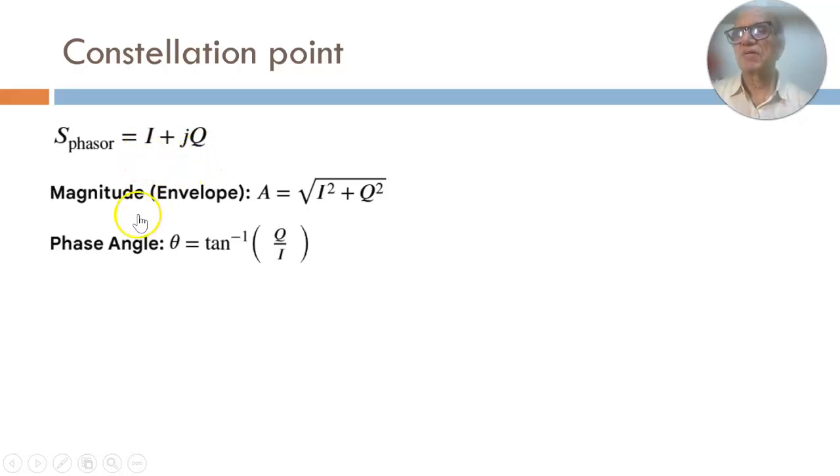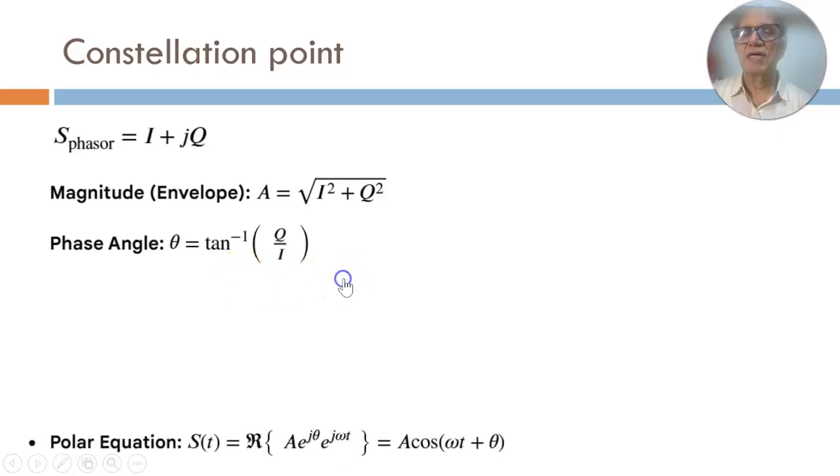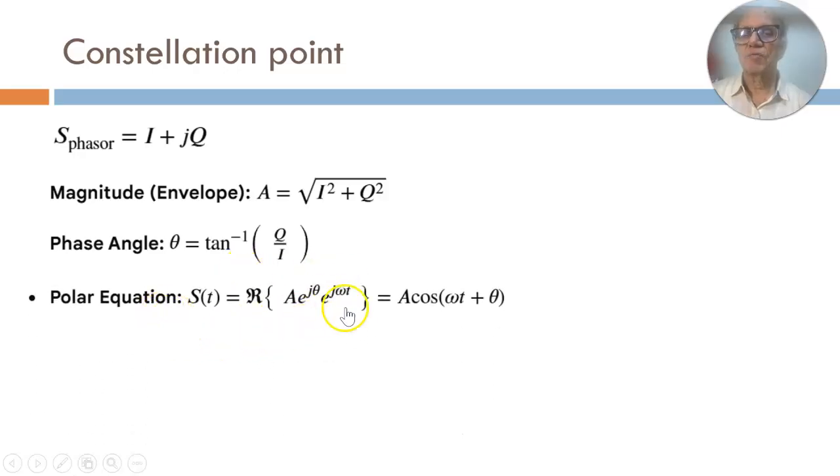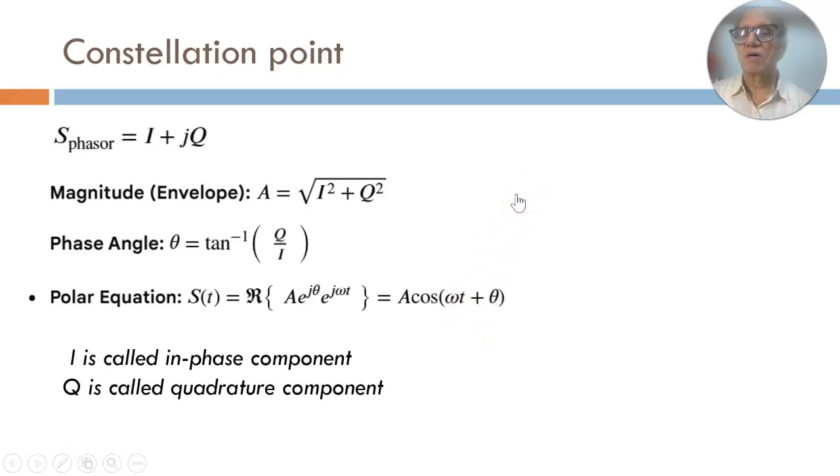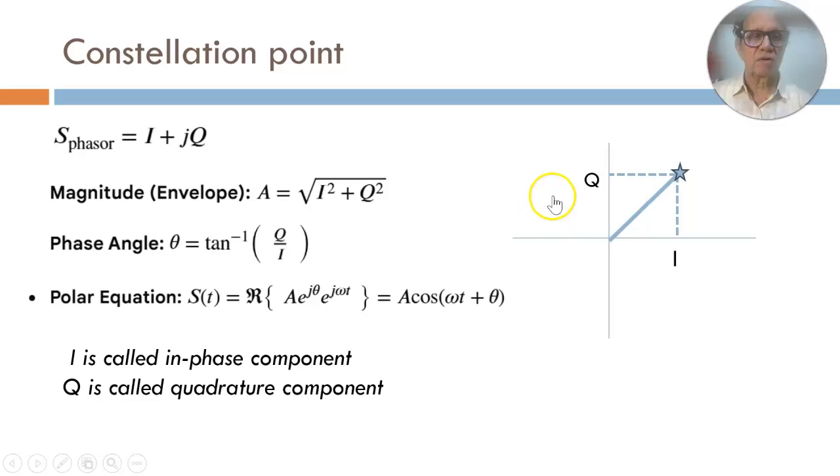So I plus jQ. The magnitude of this will be A, which is under root of I squared plus Q squared, and theta will be tangent inverse of Q by I. So in polar form, you can write the real part of this as A cos of omega t plus theta. In the constellation plane, on the x-axis you plot the coefficient of cos, which is I. On the y-axis you plot the coefficient of sine, which is Q, and this is the constellation point. So I is called the in-phase component and Q is called the quadrature component.